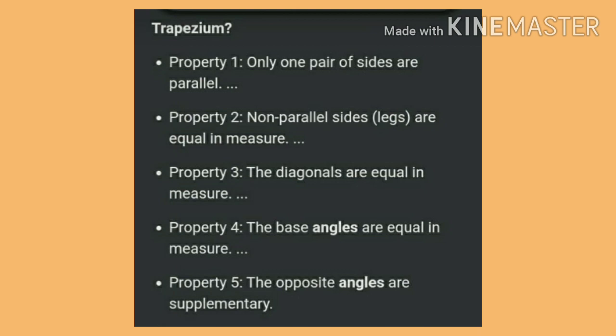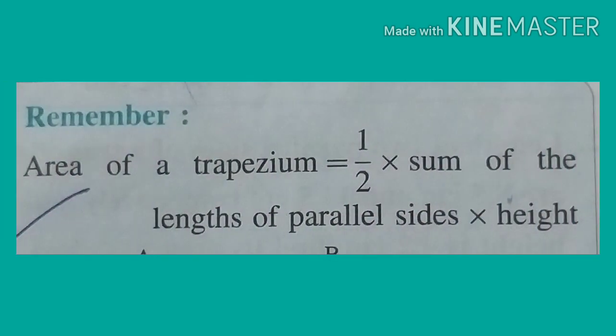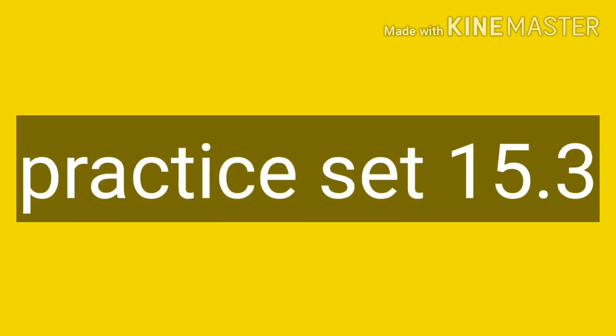It means supplementary. Now, we learn, children, the formula to find the area of a trapezium. Area of a trapezium equals half into the sum of the lengths of the parallel sides into the height. This is the formula, children, we use to find the area of a trapezium. Now, let's begin Practice Set 15.3.